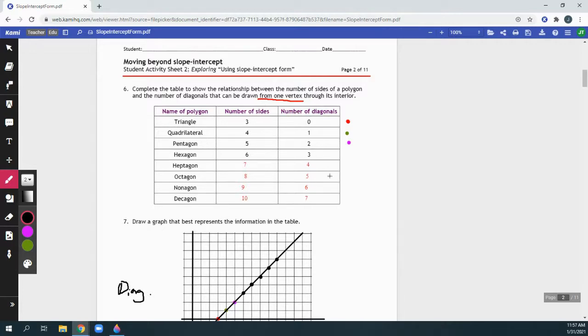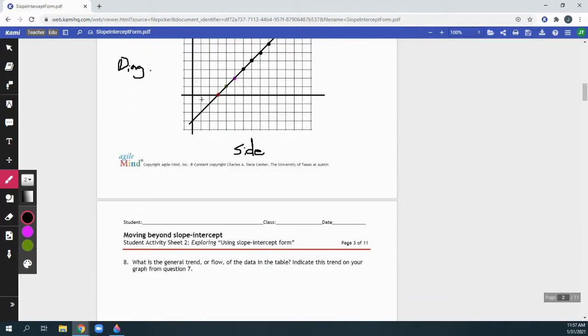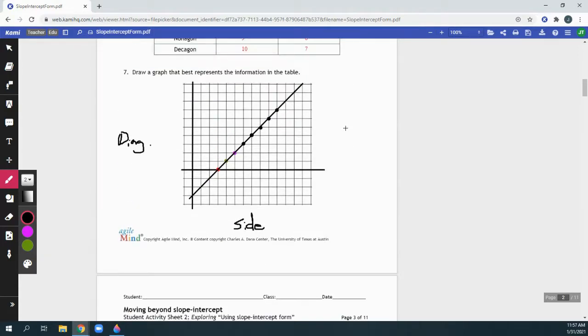Now they said to make they graphed the data. We put the dots. And what they want us to do is put a line in. Okay, now there are reasons to avoid lines. And we're going to talk about some of them because some of this doesn't make sense on this line. Okay, so think about what's going on, how many sides the shape's allowed to have, how many diagonals it's allowed to have, and think about why I would not necessarily use a line to describe this.